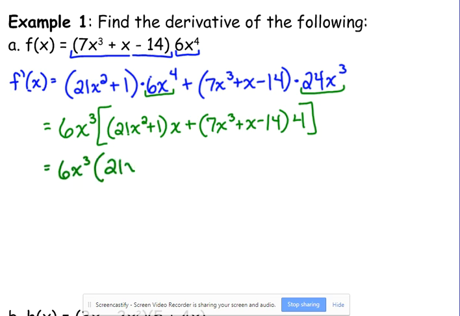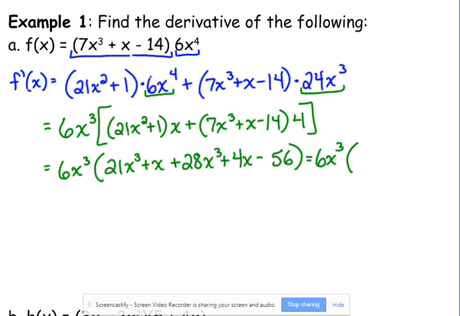So we've got 21x cubed plus x when we distribute that x, and plus 28x cubed plus 4x minus 56, okay, when we distribute that there. So this simplifies down to 6x cubed times 49x cubed plus 5x minus 56. Okay, so that's one way to get the derivative.